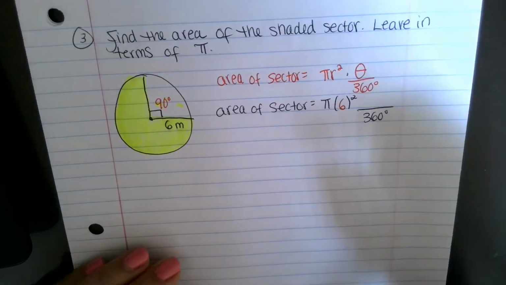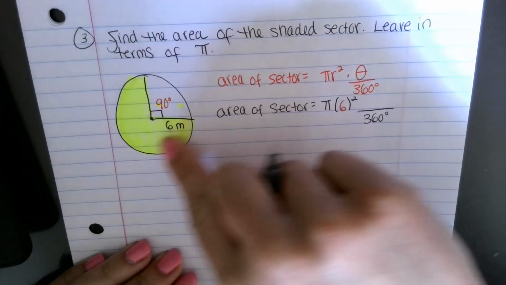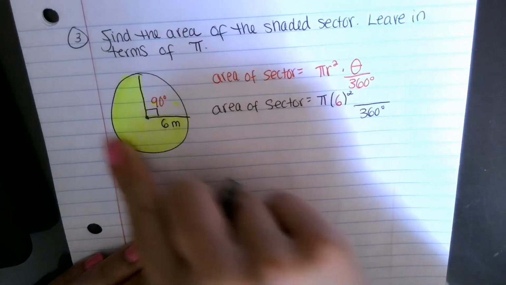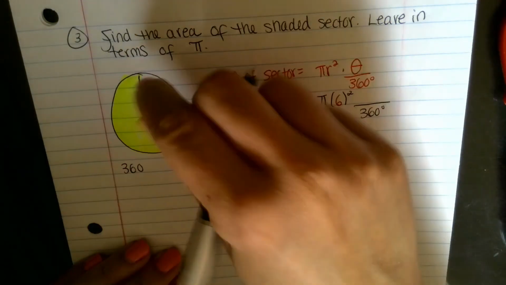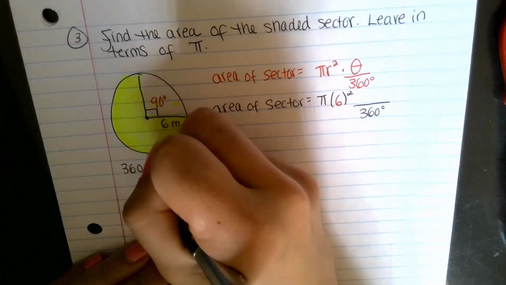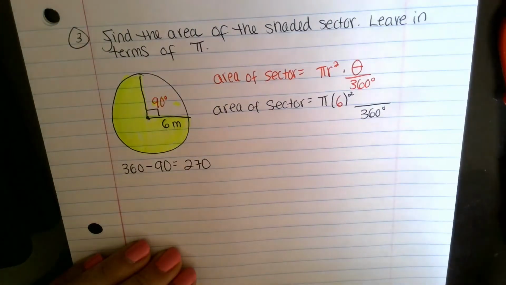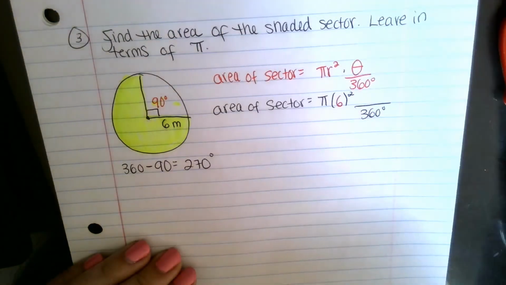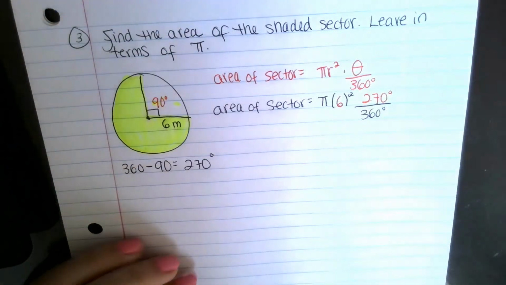So let's think about it. This is 90. I want to know what is the rest. What is this whole yellow angle going to be? So in a circle, it's 360, and I am taking away that 90 to find out what's the leftover. So I'm subtracting 90, and I'm going to get 270 degrees. So that's the central angle because you need it to be in the shaded area. So watch out for that.